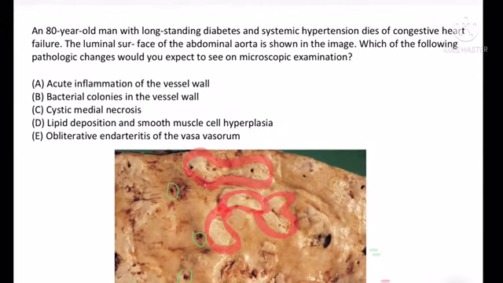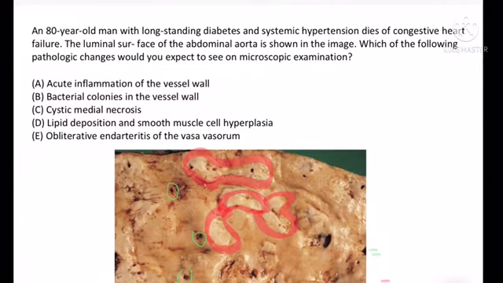So let's see what about the other options. Acute inflammation of the vessel wall. It is not an acute inflammation of the vessel wall, because if there is inflammation, we can see some hemorrhagic areas. At least we can see some sort of inflammatory areas, some sort of edematous areas in this specimen. Bacterial colonies in the vessel. No, if there are bacterial colonies, then again we can see some sort of inflammatory process there. It is not a cystic medial necrosis. About option D, lipid deposition and smooth muscle cell hyperplasia. Yes, it seems like the correct answer.